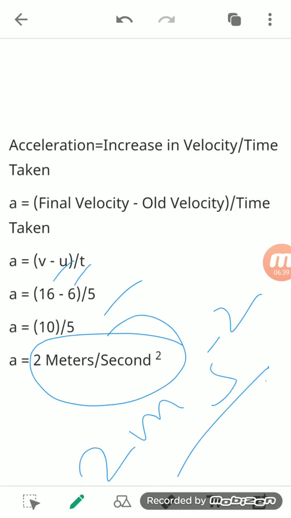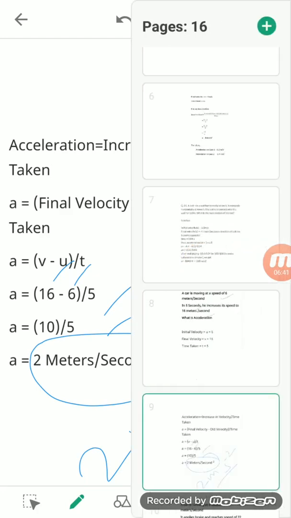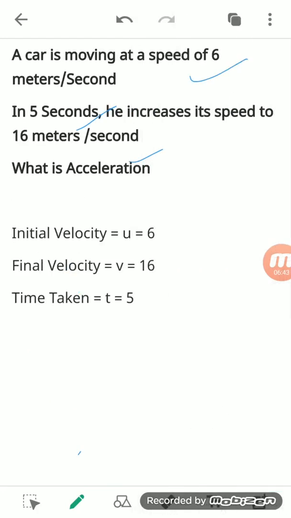Okay, and this is also a positive acceleration since the speed is continuously increasing from 6 meter per second to 16 meter per second.